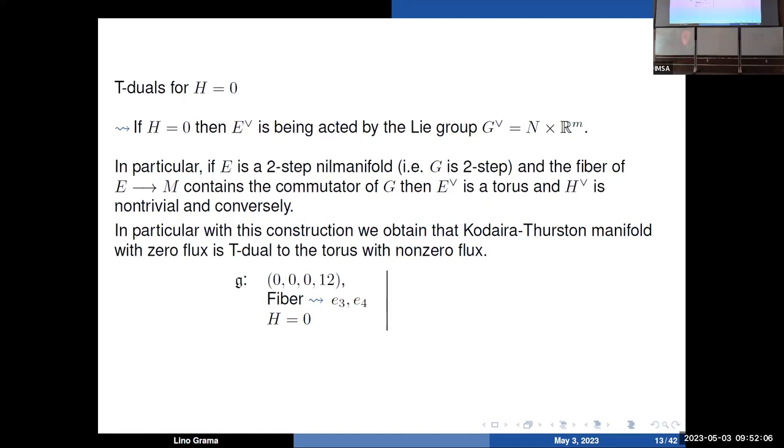And this applies precisely to the case of codimension one nilmanifolds. A nilmanifold is a two-step nilpotent. And we can write down very precisely this prediction from the theorem from the homological measures. Okay.